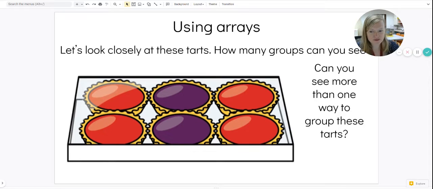So we can group these charts using the rows or using the columns. If we were to do repeated number addition sentences, we could either say 3 plus 3, or we could say 2 plus 2 plus 2. They both give us the same answers. So that's what we want to understand about arrays. They are commutative. The answer can be gotten by doing the sum in either direction.